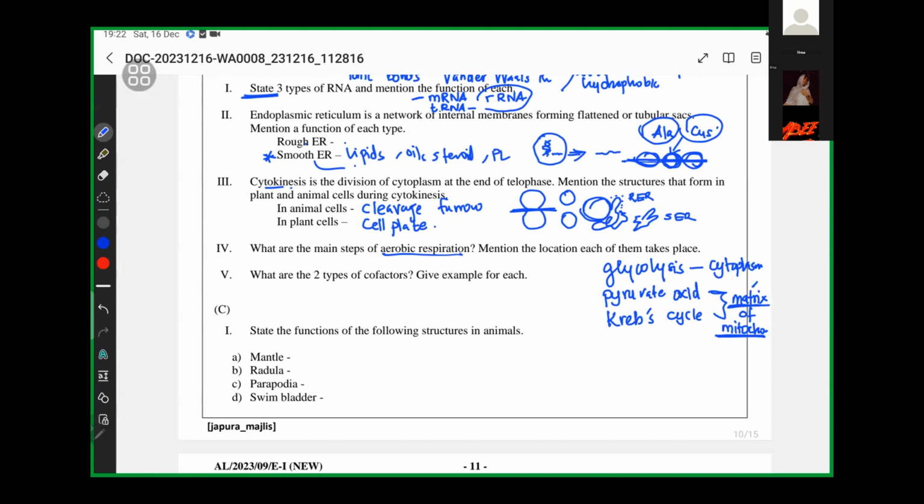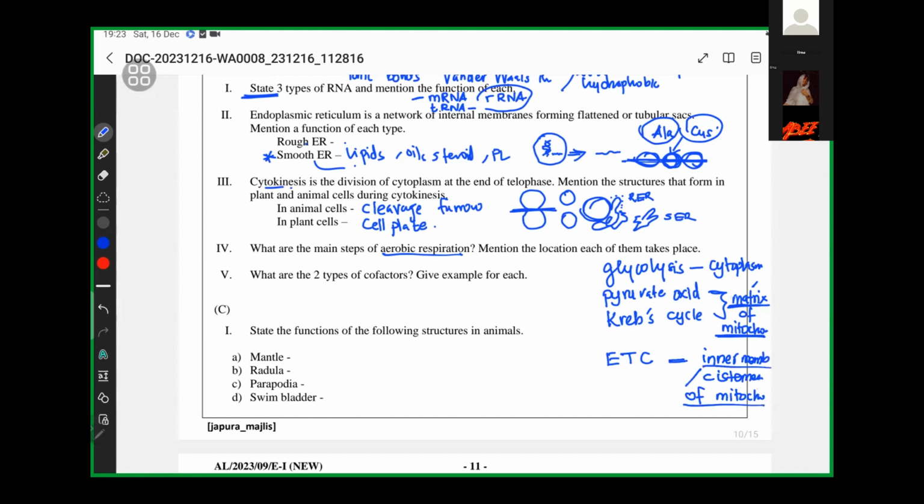The last step is the electron transport chain. Sorry for writing in the shortened form. Electron transport chain, we need to write in the full form. So it happens in the inner membrane, or you call it as cisternae of mitochondria. But you need to mention clearly as the inner membrane of mitochondria or cisternae of mitochondria.